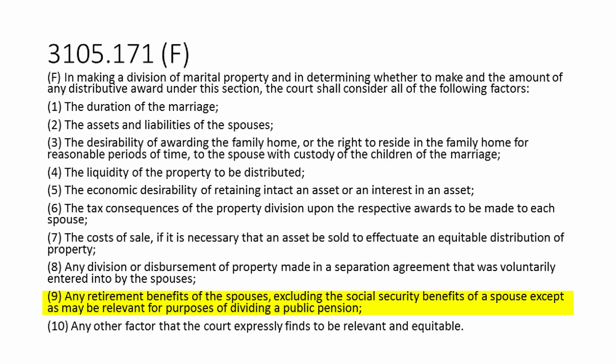And then under 9, which is the key section, so it's 3105.171 F9, it says, any retirement benefits of the spouses, excluding the Social Security benefits of a spouse, except as may be relevant for purposes of dividing a public pension. So it says it shall consider, and then as may be relevant. So they must look at the Social Security factor as may be relevant.